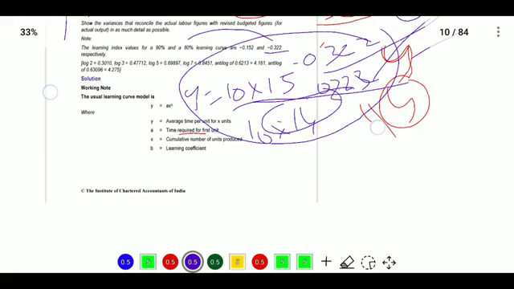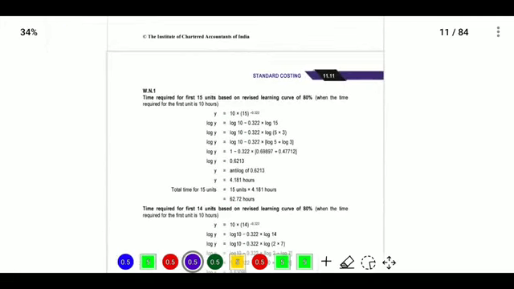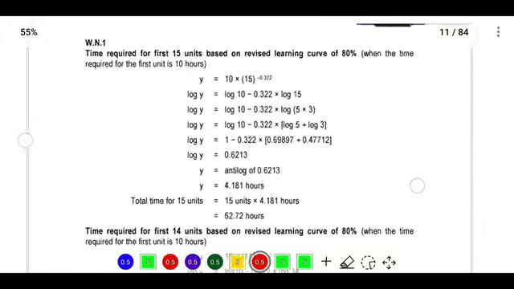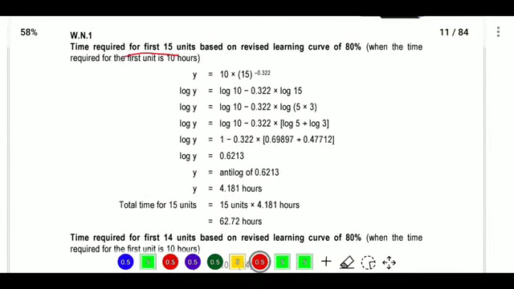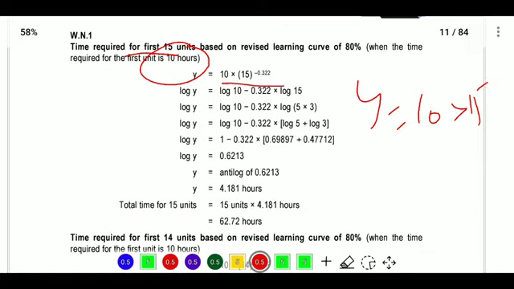Now we will see the formulas and the provided answer. Answer will be so y is equal to the time required for first 15 units based on the revised curve 80%, when the time required for first unit is 10 hours. y is equal to 10 into 15 to the power of minus 0.322, that is the 80% curve efficiency we will take.